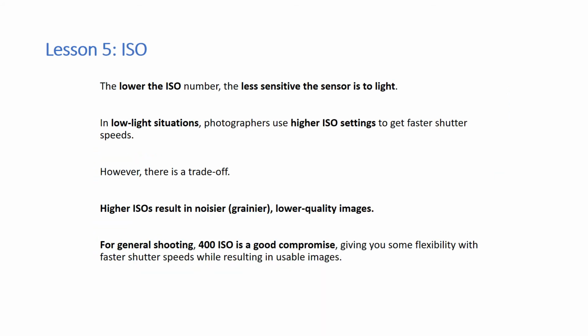But now we're on to lesson 5. We're combining 2 lessons for this actual PowerPoint video. Now we're on ISO. The lower the ISO number, the less sensitive the sensor is to light. In low light situations, photographers use higher ISO settings to get faster shutter speeds, but there's a trade-off. Higher ISOs result in noisier or grainier, lower quality pictures. For general shooting, 400 ISO is a good compromise. This will give you some flexibility with faster shutter speeds while resulting in still usable quality images.